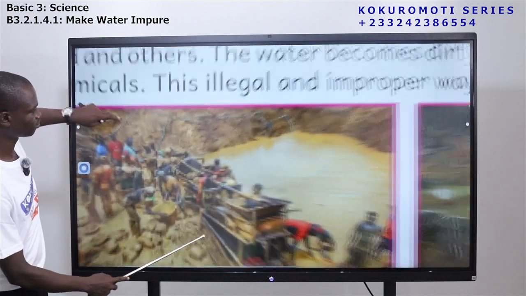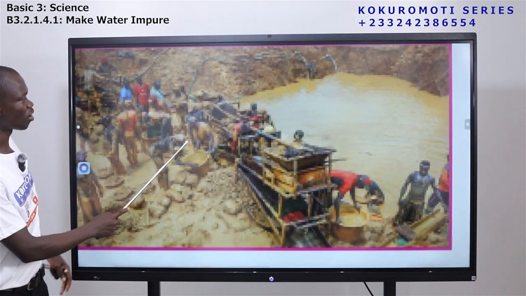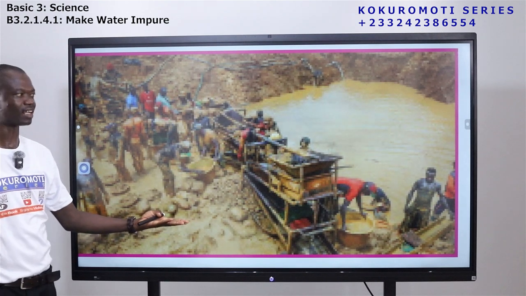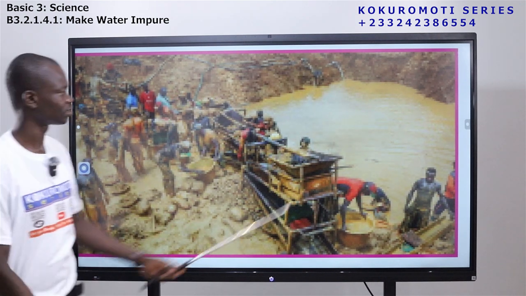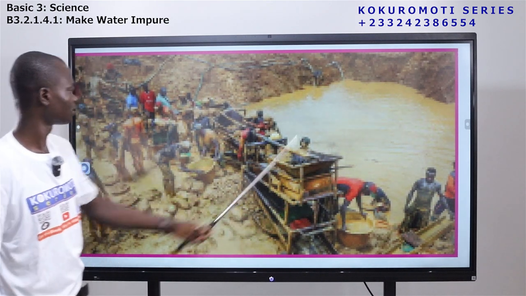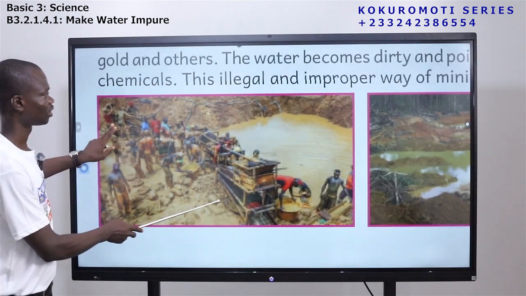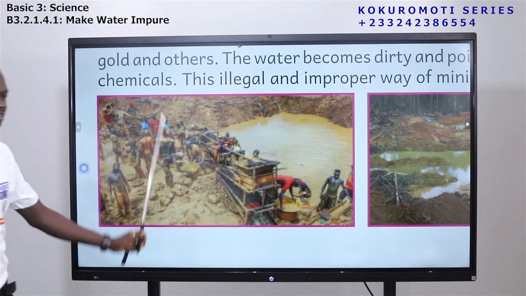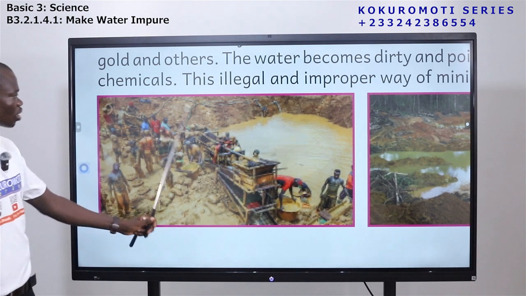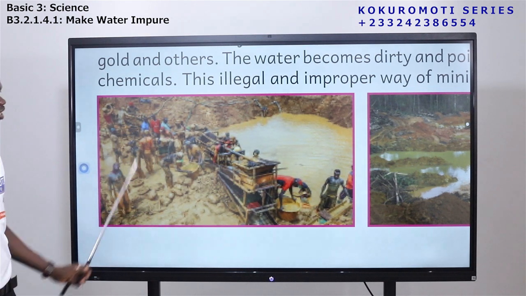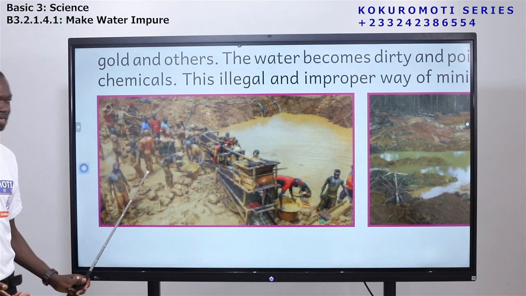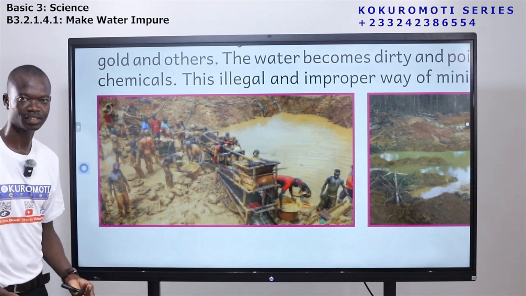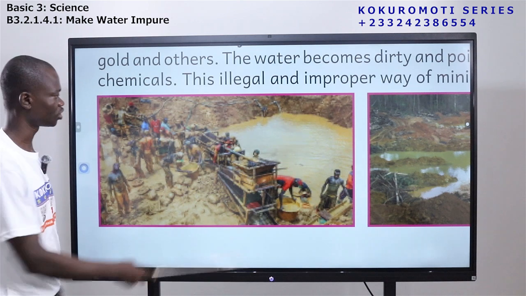Look at this. This is how illegal mining is done. And look at the water bodies. You can't drink. And because of that, our vegetation is depleted. The quality of the soil, after that, you can't even use the soil for farming. The water too becomes contaminated. If you drink it, you have issues.